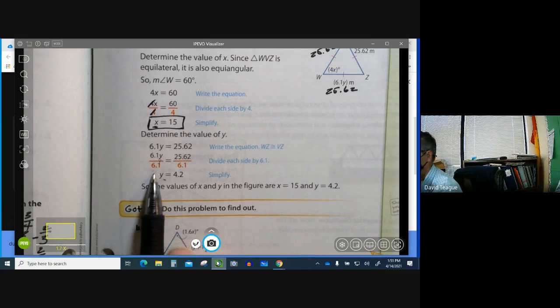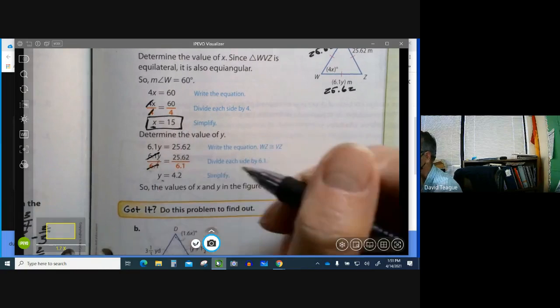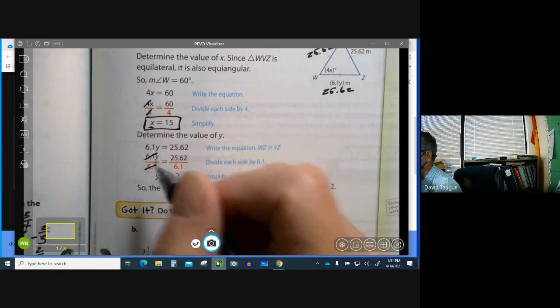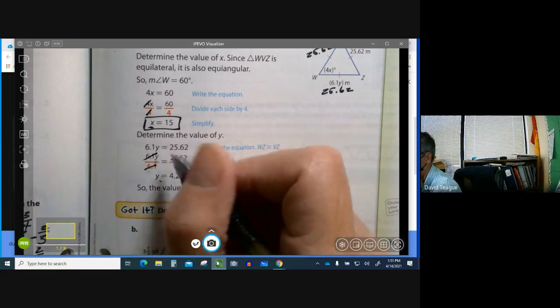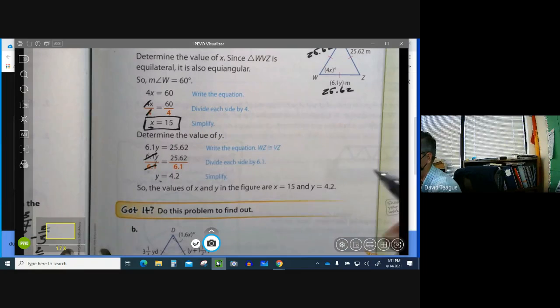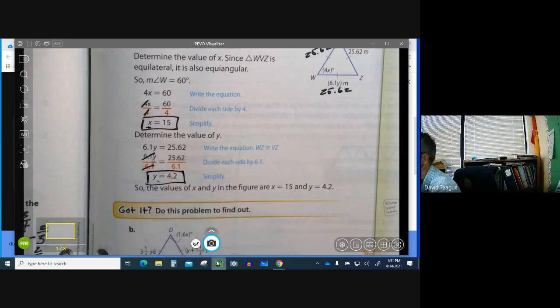Okay. So I'm going to take this side, divide by 6.1. When I do that, these cancel out because 6.1 goes into 6.1 one time, right? Well, I have to do the same thing to the right side. So I'm going to divide 25.62 by 6.1, and that comes out to y is equal to 4.2.